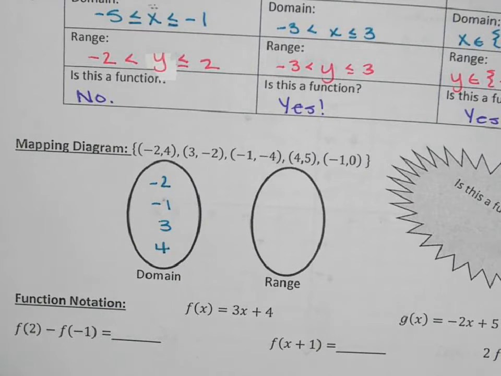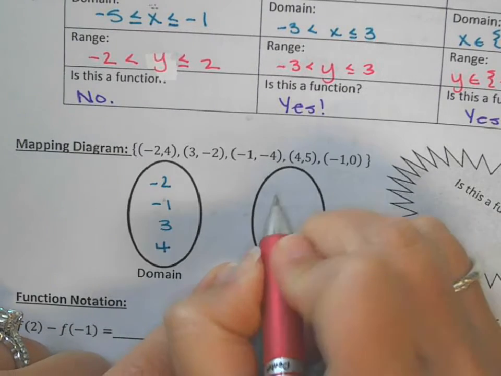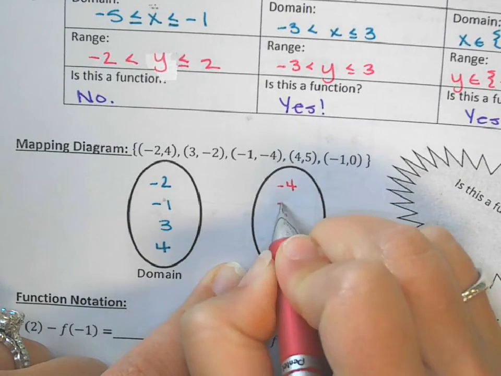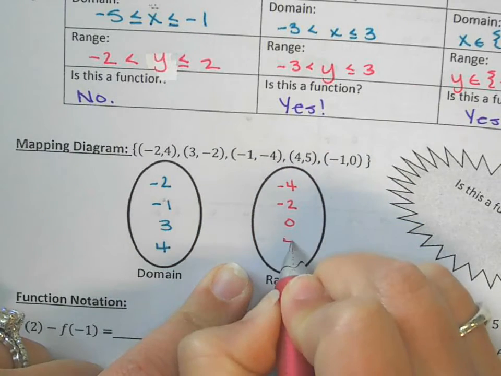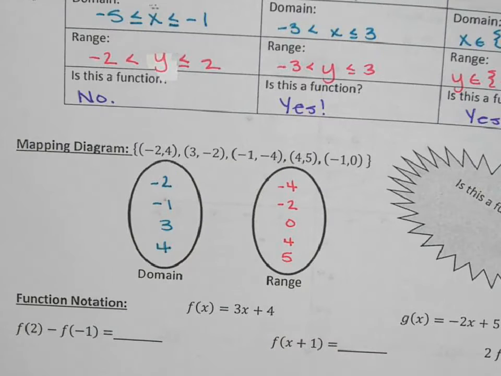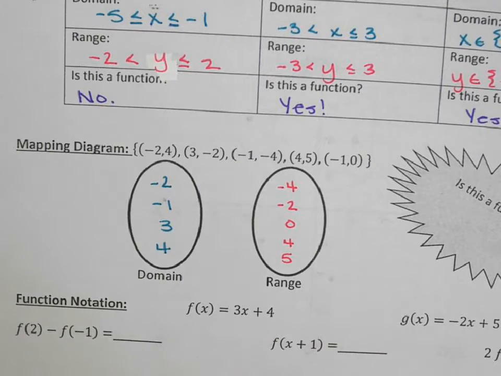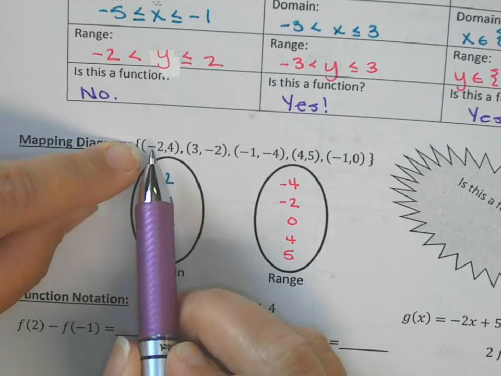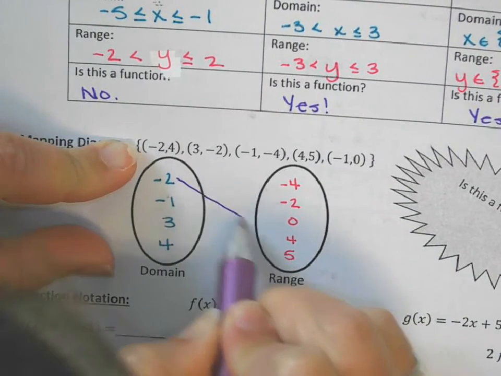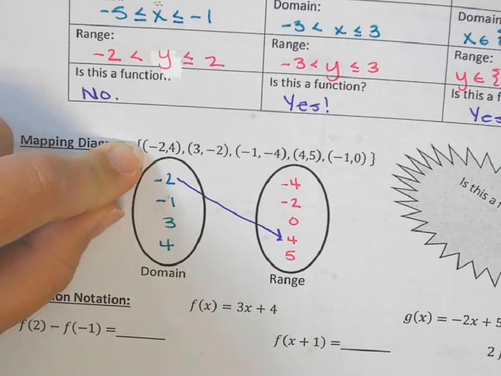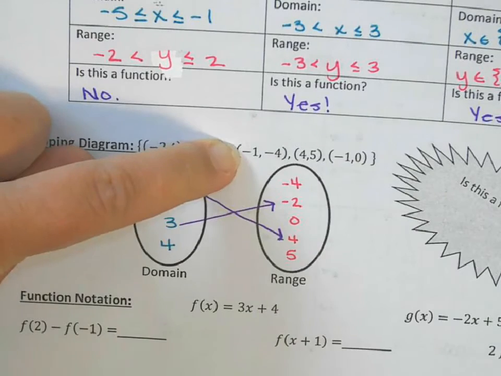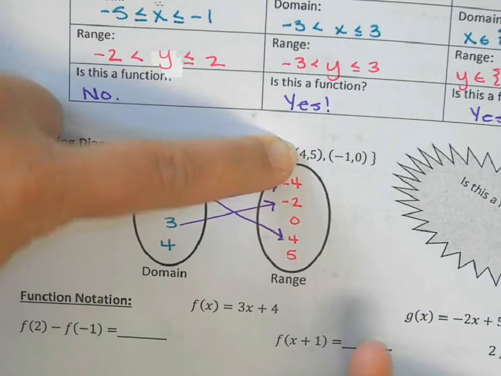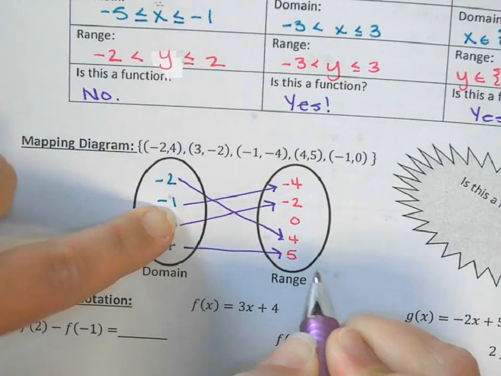Okay, the range, we have -4, -2, 0, 4, 5. And then in order to complete the actual mapping part of this, you're going to look at the point and you're going to say -2 goes to 4. So you're going to map it like that with an arrow. And 3 goes to -2. -1 goes to -4. 4 goes to 5. And -1 goes to 0.